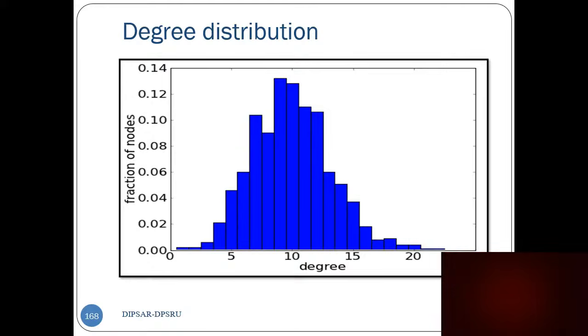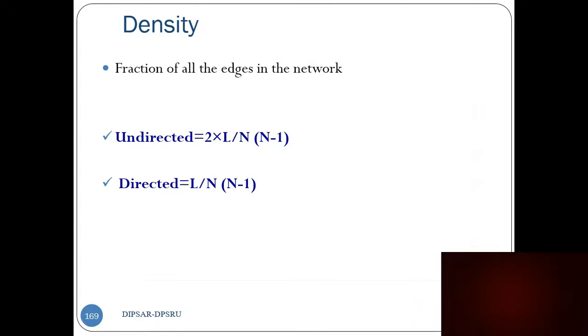Okay, as shown in figure 1, in this degree distribution, these many nodes have a high degree, these many nodes have the lowest degree, these many nodes have more connections, all these things, right? Then the next parameter is density. When you calculate the density, it tells us the fraction of all the edges in the network. The formula for this fraction, if your graph is undirected, is 2 multiplied by L divided by n times (n minus 1). For directed, it's L divided by n times (n minus 1).